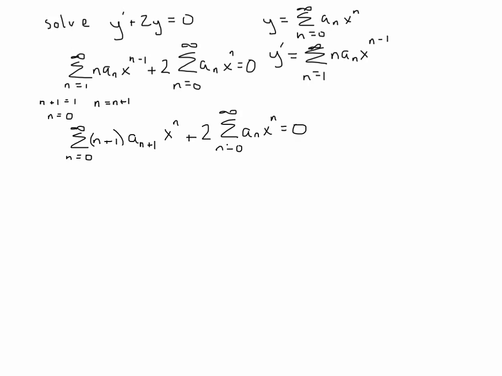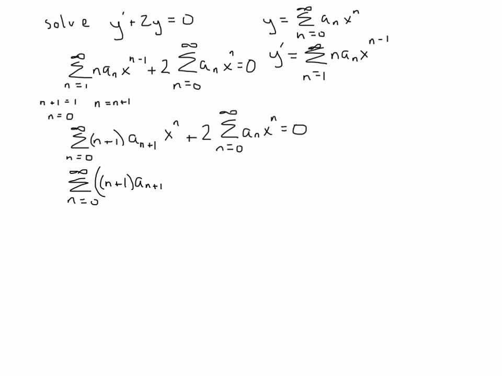Alright, now the next step said to make the index the same. Now, these indexes are already the same, so we don't actually have to do that step. The shifting already did it for us, so that step is done. So now what we want to do is collect this into one big sum. So here's an n plus 1, an a sub n plus 1.